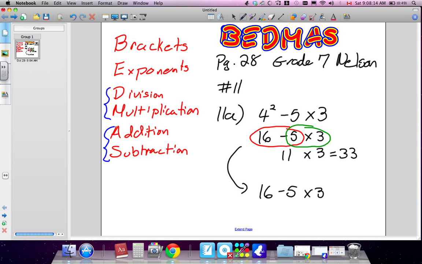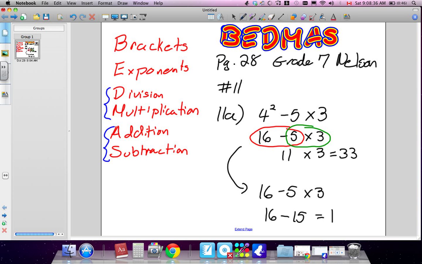Think of this as negative 5 times 3. What would we get? Would be negative 15. Yeah, that's right. So we get negative 15. And we bring down the 16. 16 subtract 15 is 1. There we go. Does that question make sense? Okay, good.